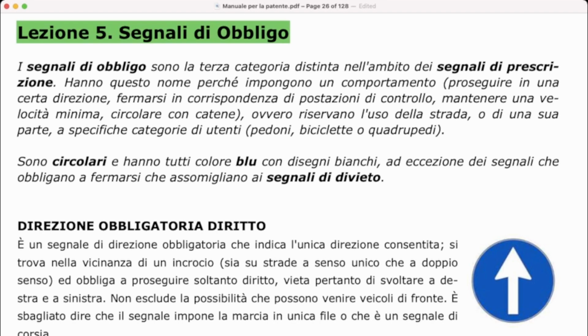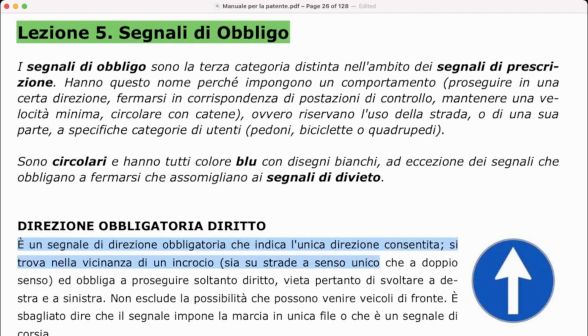Okay, so the first sign we want to talk about today is direzione obbligatoria di rito. When we say direzione obbligatoria di rito, it simply means the direction that we need to go by all means, or by all standard, is to go direct. This is the direct we see right here, and it means that we need to go direct. We can't go to the left, we can't go to the right, but the only direction we should go is direct.